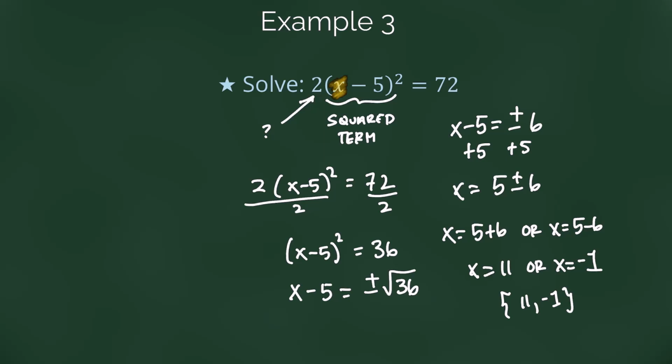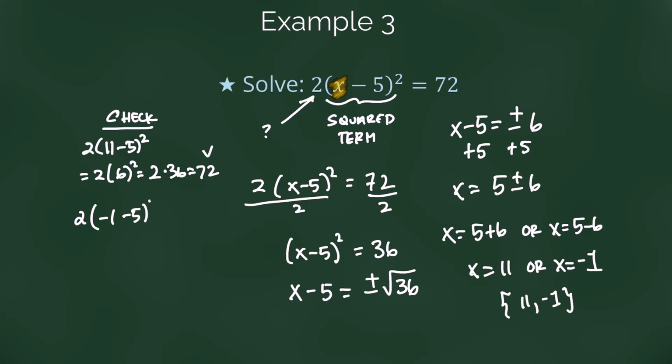Now, I haven't been checking my answers, but let's go ahead and check this one. So we'll do our check over here. I'm going to check x equals 11. So 2 times 11 minus 5 squared is equal to 2 times 6 squared, which is 2 times 36, which is 72. That one worked. 2 times negative 1 minus 5 squared is equal to 2 times negative 6 squared, but negative 6 squared is still 36 because of the two negatives making a positive, and so we do in fact get 72, and both of our solutions worked.